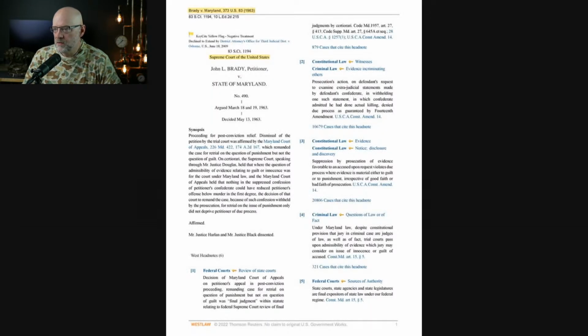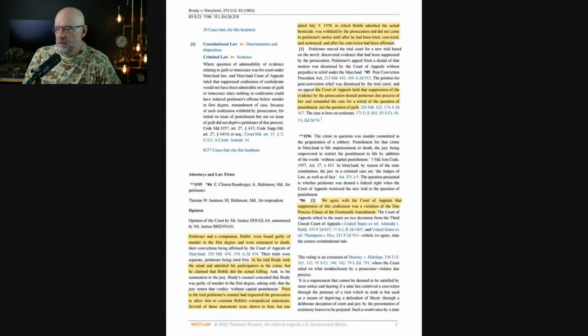But let me show you this. Let me walk you through some case law here. So this is the main one that's always cited in criminal law cases. The defense always says they want all of the prosecution's file. That includes Brady material. We just generically call it Brady material. Everybody knows what that is.